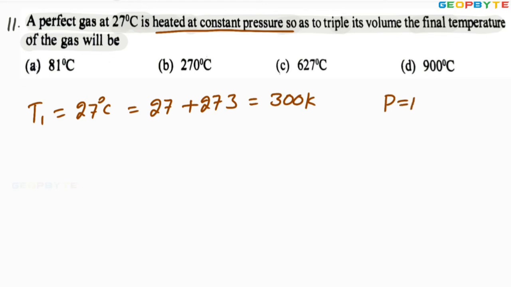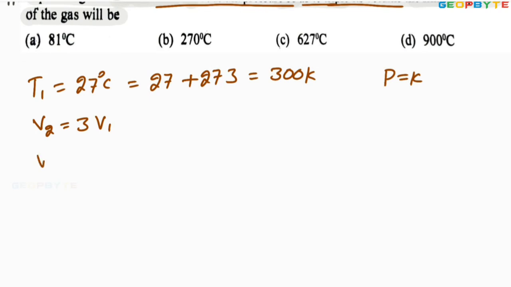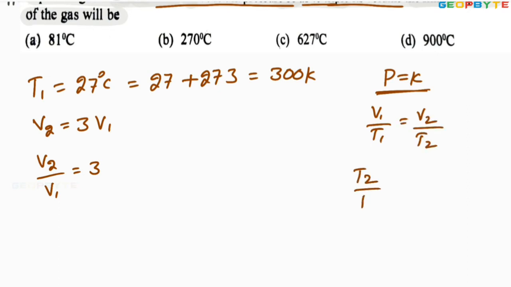Pressure remains constant. It is given that the final volume V2 is 3 times the initial volume. So the heating at constant pressure is happened to triple its volume, means final volume is 3 times the initial volume. Then I can say that V2 by V1 equal to 3. At constant pressure, according to Charles' law, V1 by T1 is equal to V2 by T2. From this I can say that T2 by T1 equal to V2 by V1.